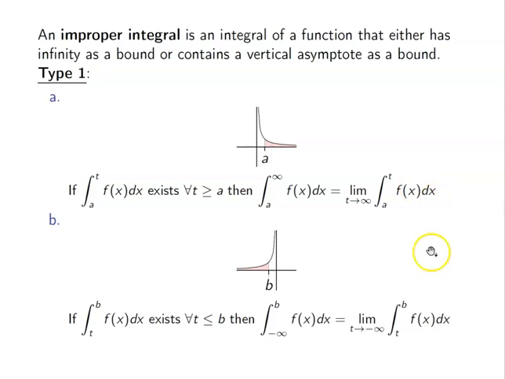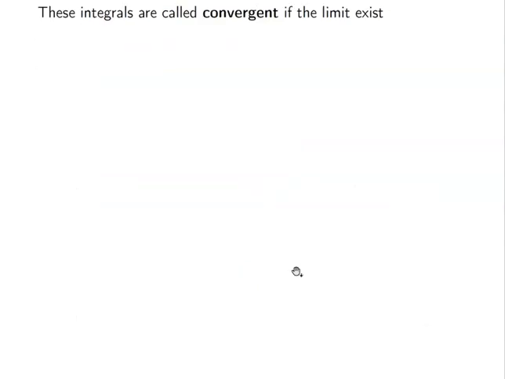Okay, so we would just integrate this, and then we would evaluate from b to t, and then we would take the limit of that as t goes to either infinity or negative infinity, respectively. Right? So that's the first type of improper integral that we have.